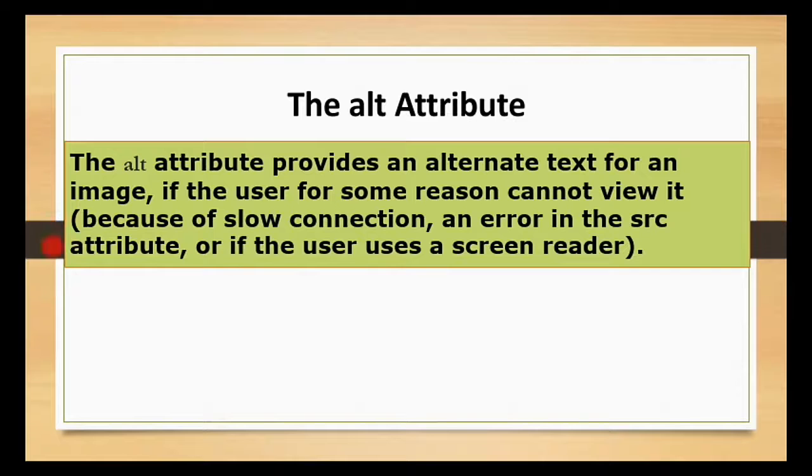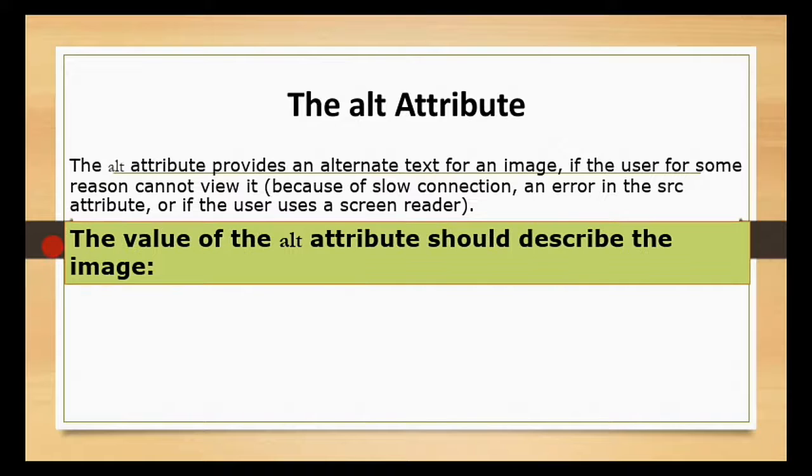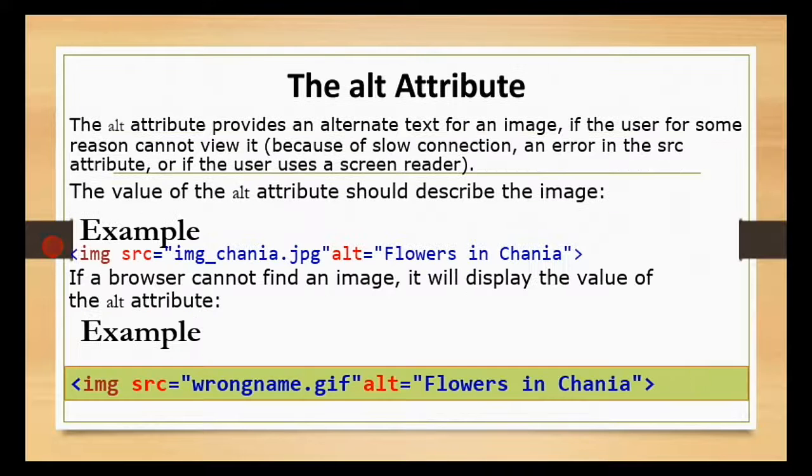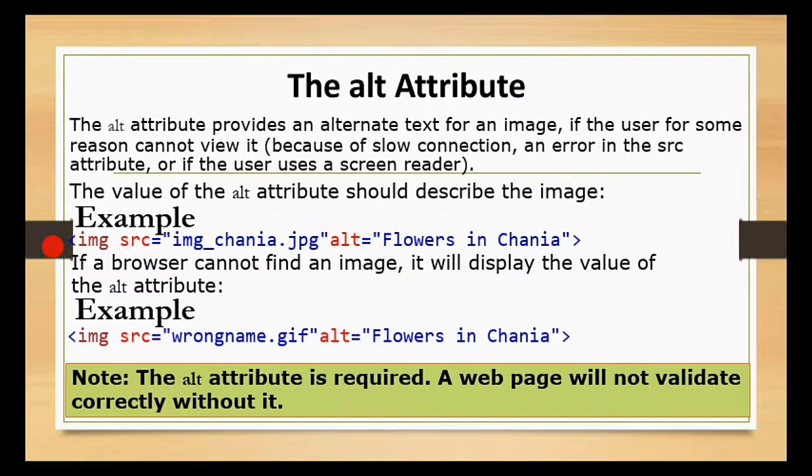The alt attribute. The alt attribute provides an alternate text for an image if the user for some reason cannot view it, because of a slow connection, an error in the src attribute, or if the user uses a screen reader. The value of the alt attribute should describe the image. Example: if the browser cannot find an image, it will display the value of the alt attribute. Example: note, the alt attribute is required. A web page will not validate correctly without it.